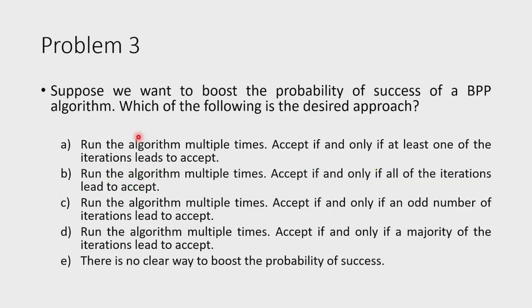If that's fine, let's move on to the third problem. Suppose we want to boost the probability of success of a BPP algorithm. Which of the following is a desired approach? The options are the same. Run the algorithm multiple times, and accept if and only if at least one of the iterations leads to accept; if and only if all of the iterations lead to accept; if and only if an odd number of iterations leads to accept; or if and only if a majority of iterations leads to accept. Or there is no clear way to boost the probability of success. Would you like to guess this one?